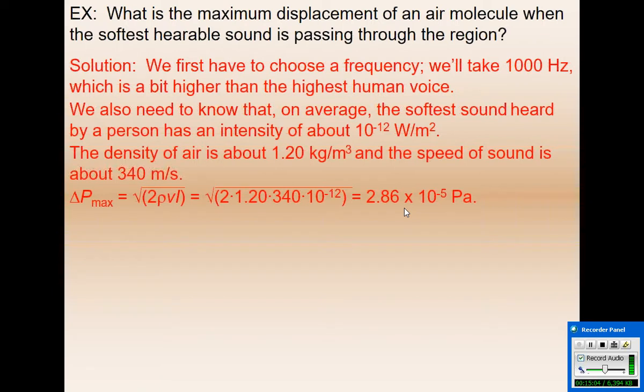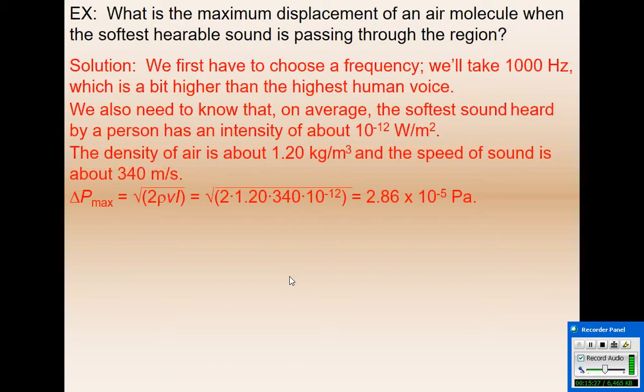That's actually a very small deviation when you consider that atmospheric pressure is on the order of 10 to the plus 5 pascals. This deviation is only about 1/10,000,000th that of atmospheric pressure. So it's obviously, on the scale of things, extremely small. Yet we can still just hear it.